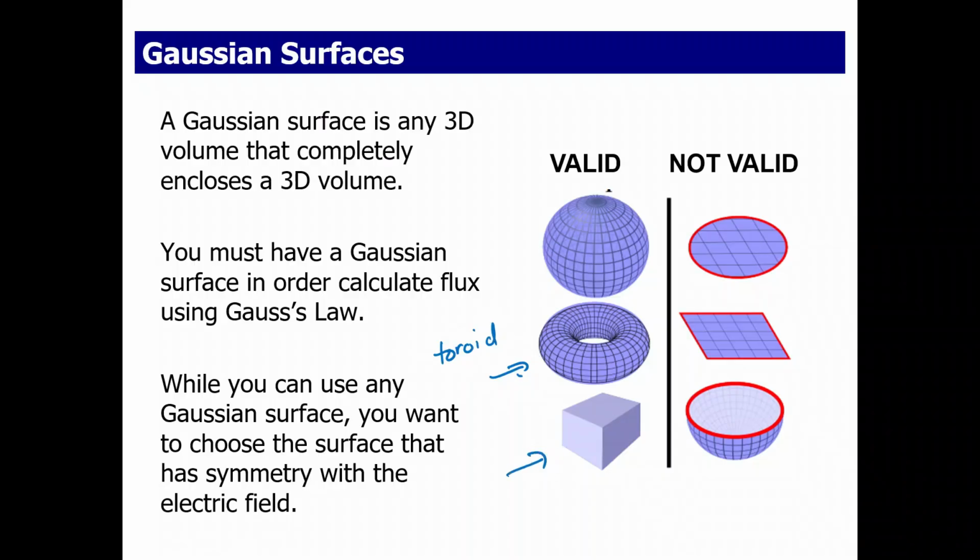A cylinder is also a really common surface that we're going to use. What it cannot be is like an open hemisphere, although it could be a closed hemisphere as if it was closed like that. It's not going to be an open plane. It has to be something that closes entirely back in on itself. So you have to fully enclose it. But while you can use any closed surface, you're going to want to choose something that has symmetry with the field.